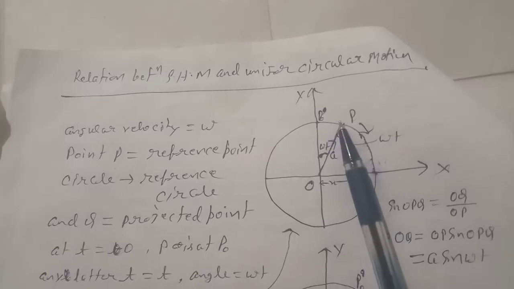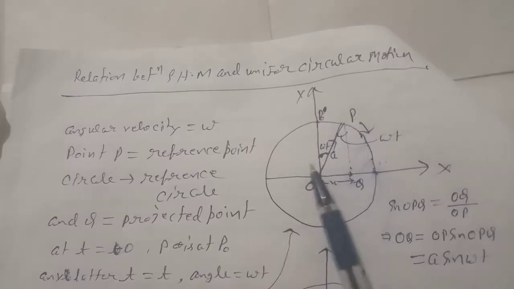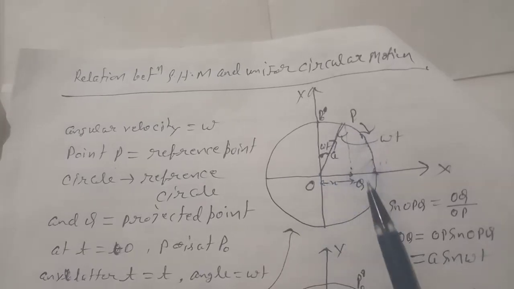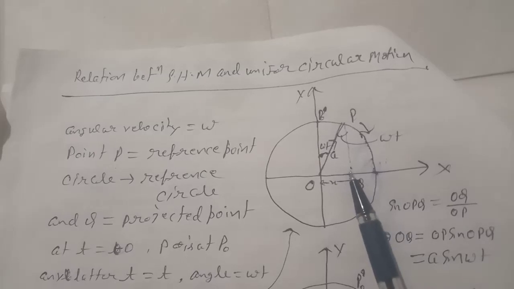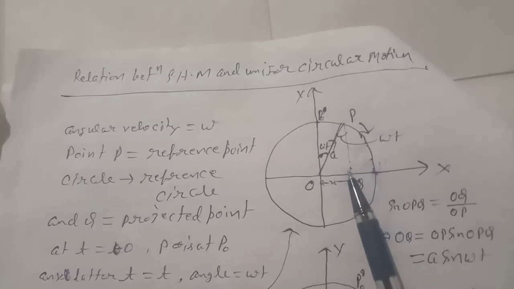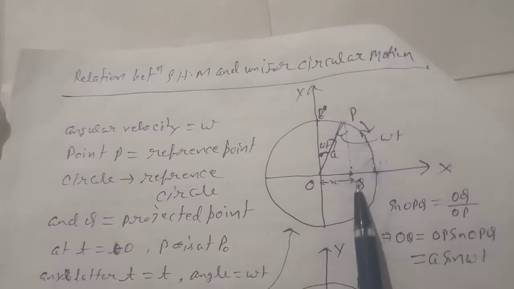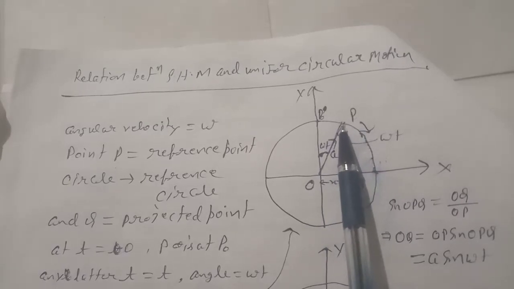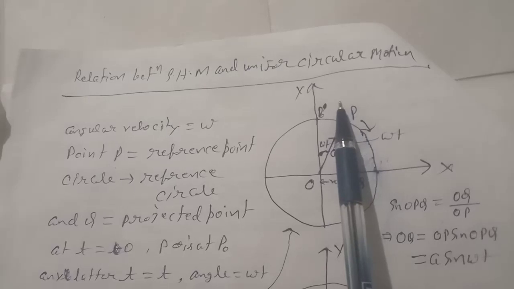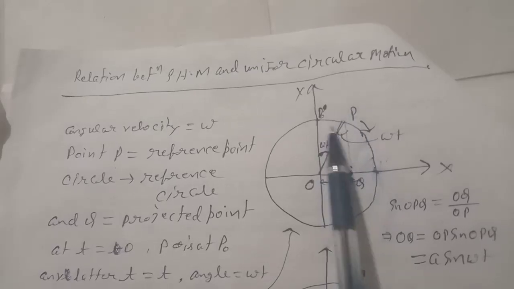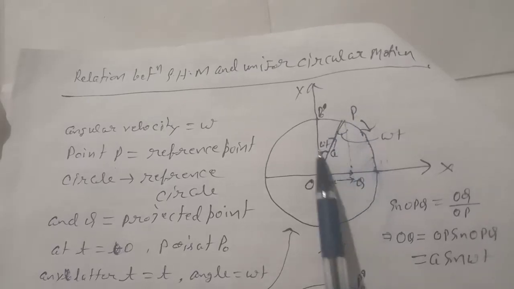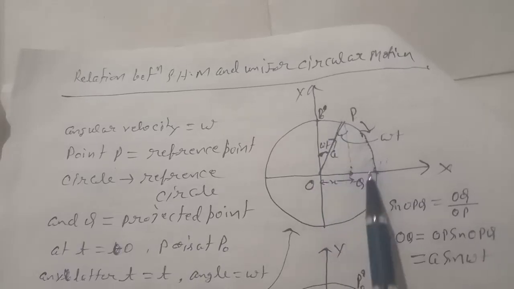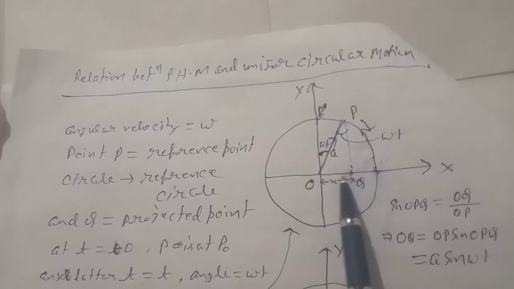The point P is called the reference point, the circle is called the reference circle, and the point Q is called the projected point. Because Q is the projection of point P, it is called the projected point.